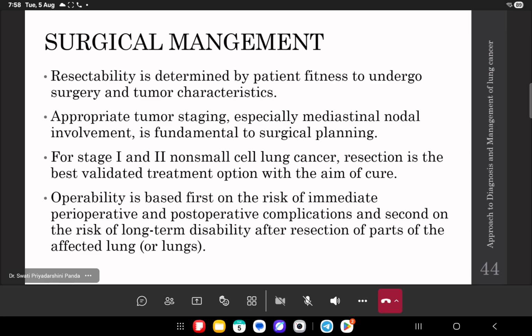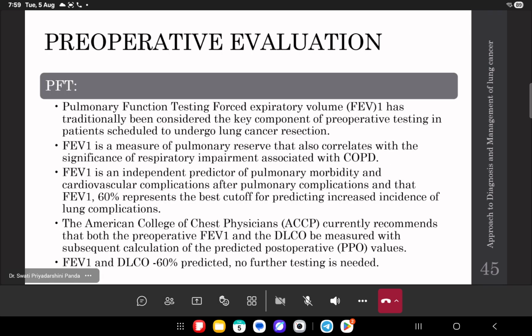For stage 1 and stage 2 non-small cell lung cancer, resection is the best validated treatment option with the aim of cure. Operability is based first on the risk of immediate perioperative and postoperative complications, and second on the risk of long-term disability after resection of parts of the affected lung.